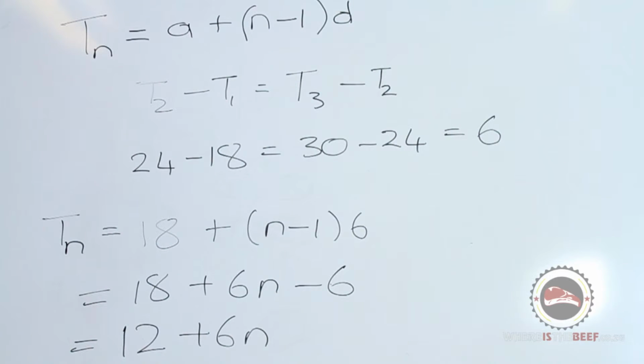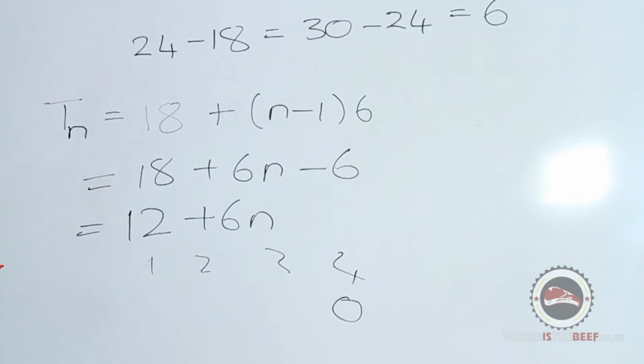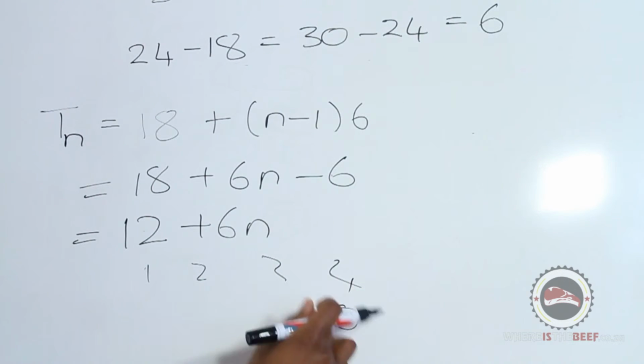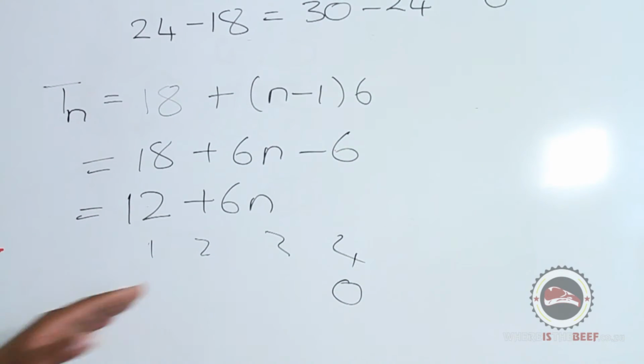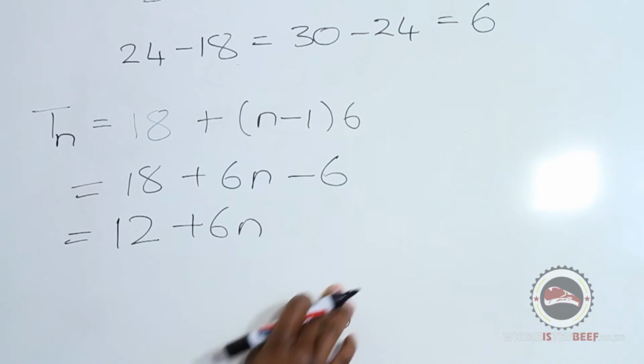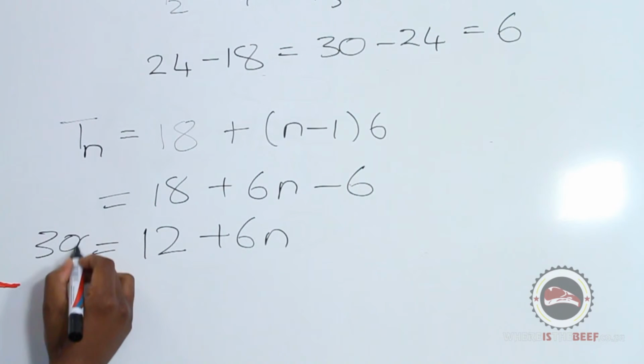Because if you have numbers 1, 2, 3, 4, and the last term is in the 4th position, how many terms are here? You have 4 terms, right? Because the last term is the 4th position. So we need to find what position is the last term. So what is the last term? The last term is actually equal to 300.